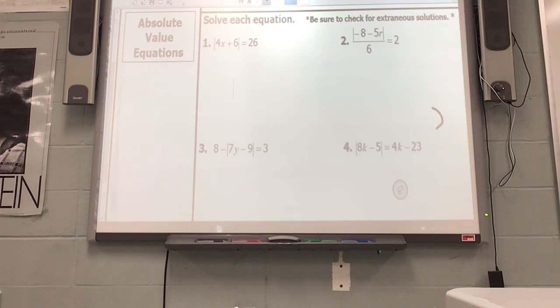Alright, number 2. Remember the steps in solving an absolute value equation? We use the math term, isolate the absolute value. So we said in my words, that means get rid of the junk. So you got junk to get rid of on number 2. It's all being divided by 6. So we're gonna undo that by multiplying by 6, that's it. So I got the absolute value of negative 8 minus 5r is equal to 12.